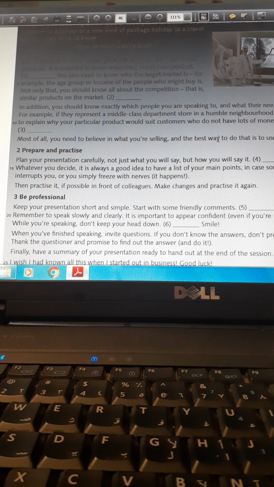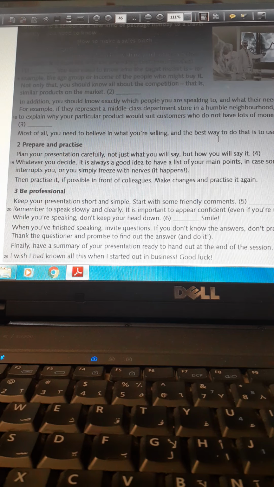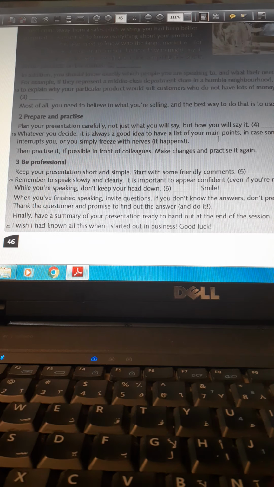Then practice it, if possible, in front of colleagues. Make changes and practice again. As we always say, guys, practice makes perfect. So try to practice your presentation. Let's have a look at the last step.